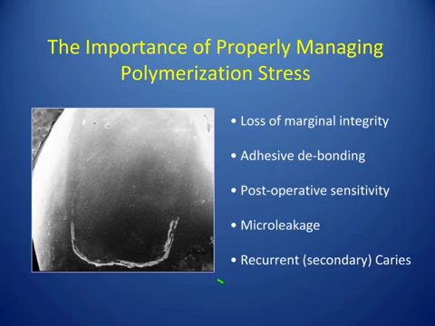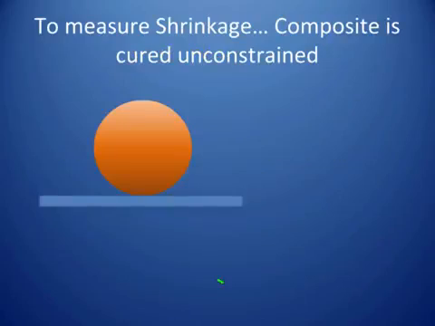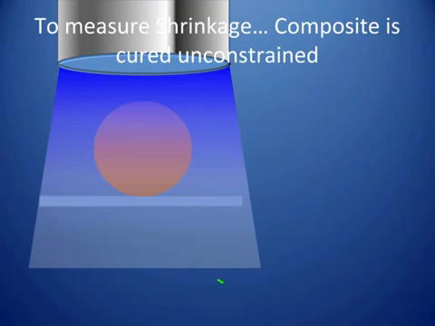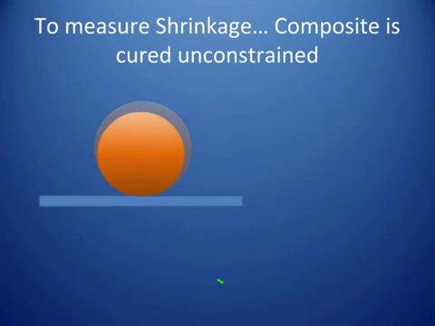So as a definition, shrinkage is the process of volumetric contraction upon curing, and stress is the force that the shrinking composite exerts on the tooth. The way we look at volumetric shrinkage is that it's measured when the composite is unrestrained. So what we do is take a volume of material, apply a light source to it. We take a volume of that material pre-light application and then post-light application. The difference between those two measurements is volumetric shrinkage.